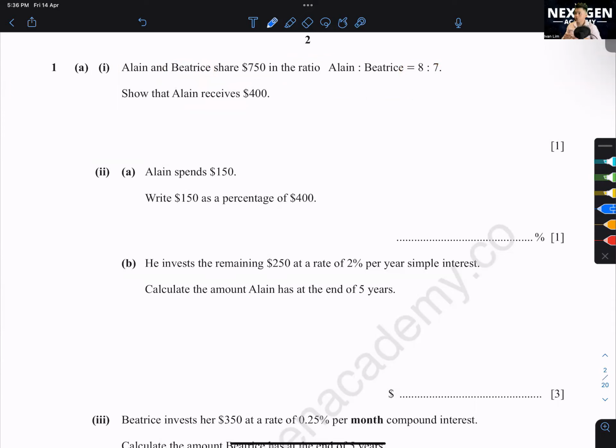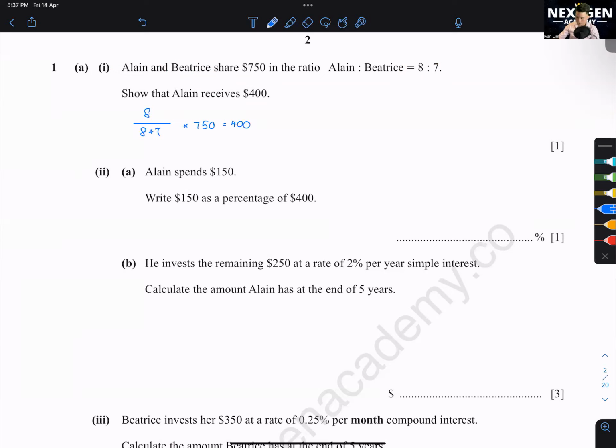First things first, this is just a ratio type of question. So you just need to take his part over the total, multiply by 750 to get 400. So this one you just need to show like this. Make sure you all show your proper working.